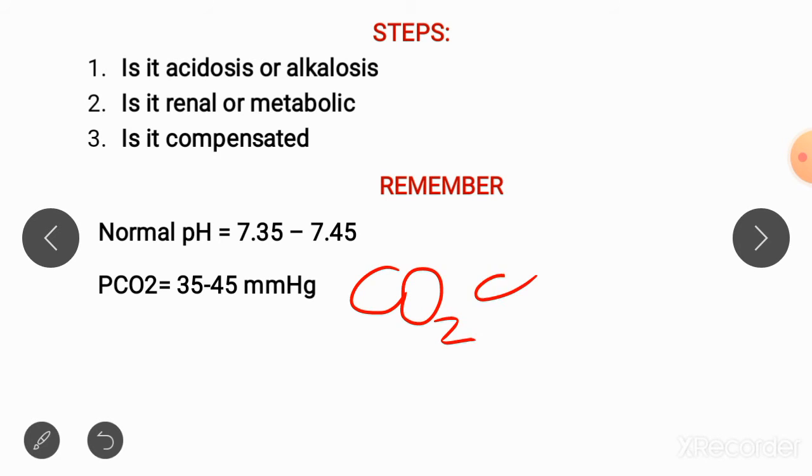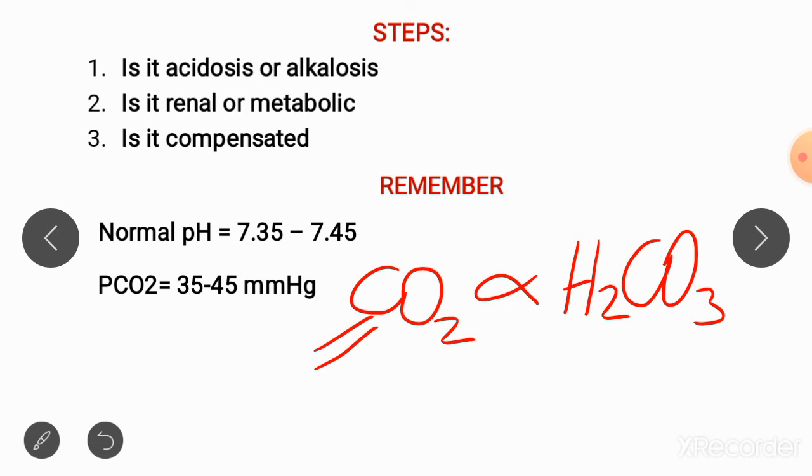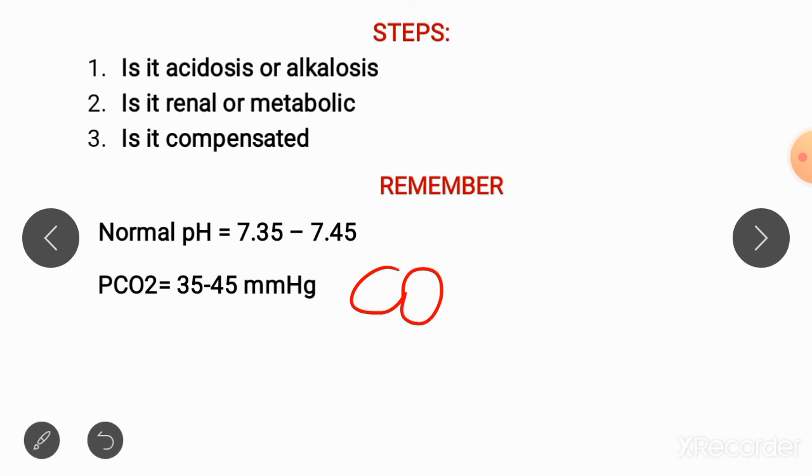That is quite simple. If the carbon dioxide in your blood is increasing, as I told you before, that carbon dioxide is synonymous to, or can be a direct indicator of, concentration of hydrogen ions, because carbon dioxide is interchangeable with carbonic acid. So the greater the carbon dioxide concentration, the greater the carbonic acid concentration, and there will be a greater hydrogen ion concentration. So whenever your carbon dioxide partial pressure increases more than 45 millimeter mercury, it is going to cause acidosis, and when it reduces less than 35 millimeter mercury, it is going to cause alkalosis.